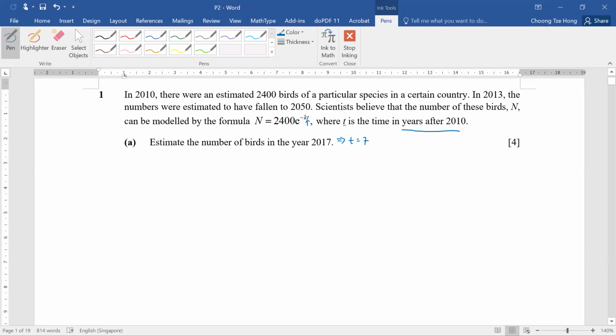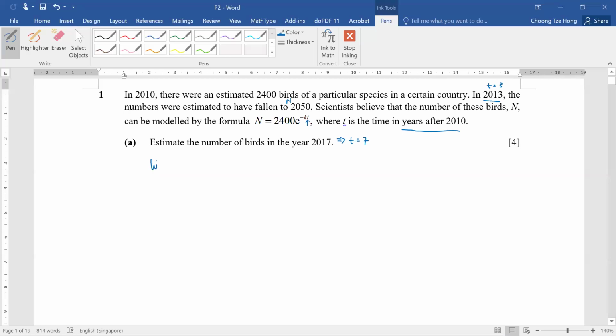So in other words, I will need to find the value of k first, and once I find it, I can put t equals 7 inside and calculate n, the number of birds in 2017. So what is the info that they give us such that we can calculate the value of k? Over here you can see that in 2013, which means that t equals 3, the number of birds were estimated to have fallen to 2050. That means n will be 2050. So we can make use of this piece of info to help us find the value of k first. That's what we are going to do.